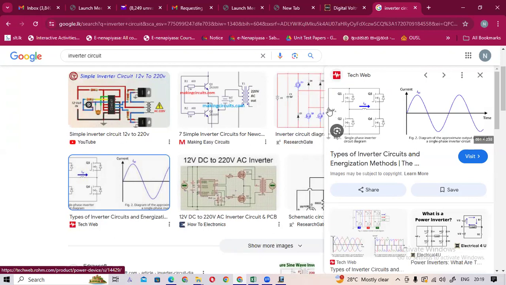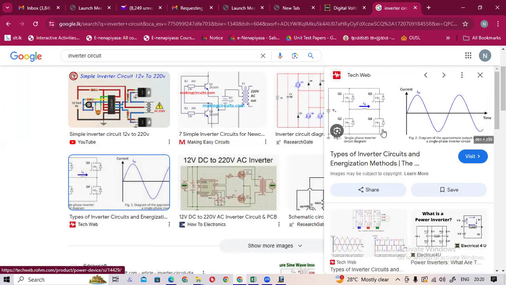So what happens here? You can see the battery is connected like this. If we switch this transistor and this transistor, the current flows like this. If we switch this one, there is a path here and a path here, so current flows in this path.